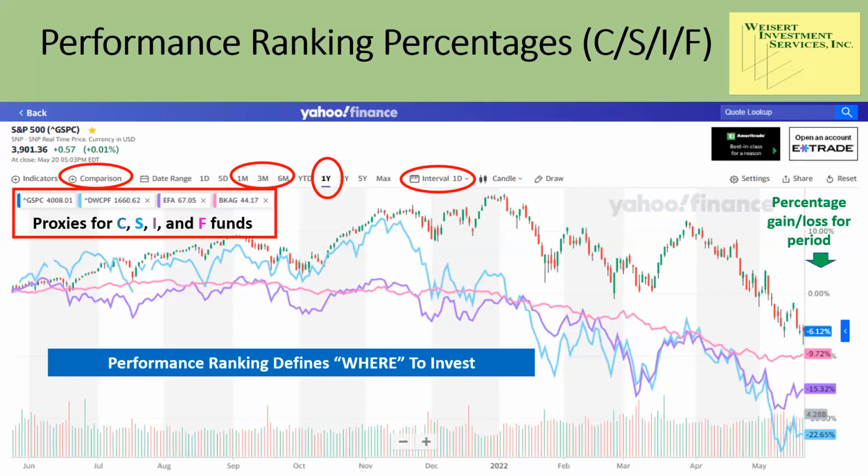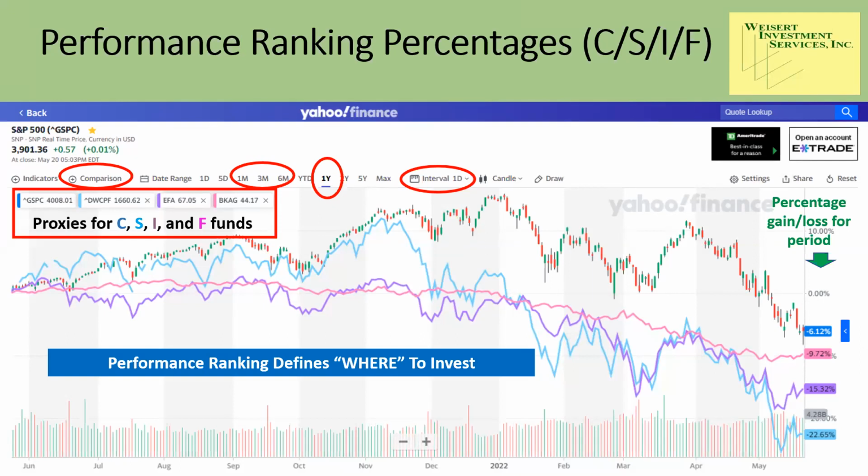Now, this was a screenshot for the 1 year. And if you scroll around, if you look at the proxies, what I did is I typed in the corresponding proxies for the S, I, and F funds. So you can see the S fund, it's DWCPF. Now, if you look at the chart, the lines to the right, let's take a look at the S fund.